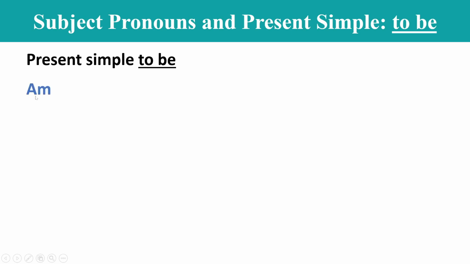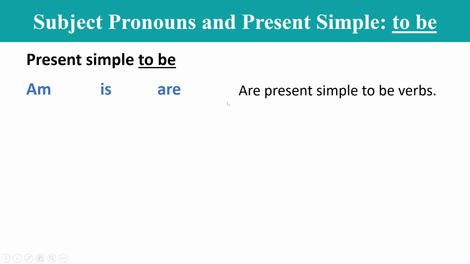Am, is, are. These are the present simple to be verbs in English. Am, is, are, present simple to be verbs. Now, let's learn the usages of to be verbs.